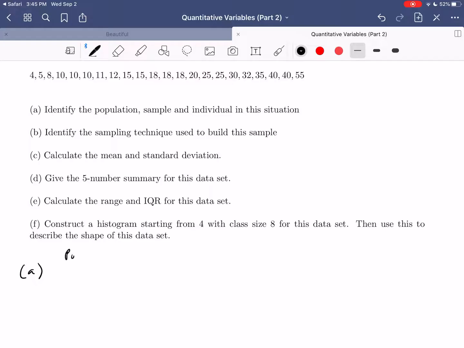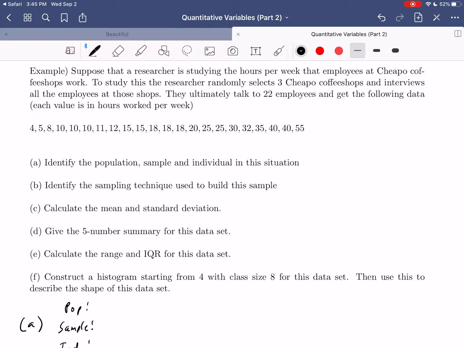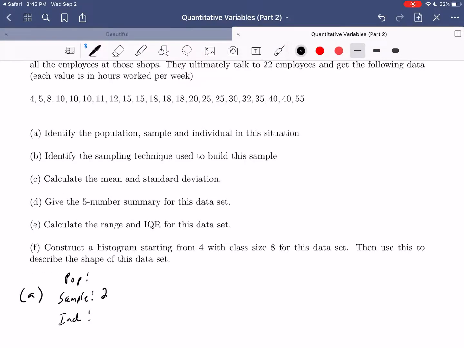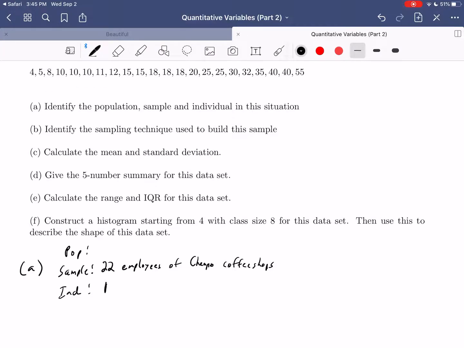So for the first part, our standard diagnoses, we need to talk about the population, the sample, and the individual. Well, if we look at this, we can see that if these are our 22 data points, our sample must be 22. What were these individuals? Well, they were 22 of these employees. So our sample here were 22 employees of cheapo coffee shops. Well, that should make an individual very easy. It's just one employee. Again, we could say of cheapo coffee shops, but I think that's redundant. We can just say one employee there.